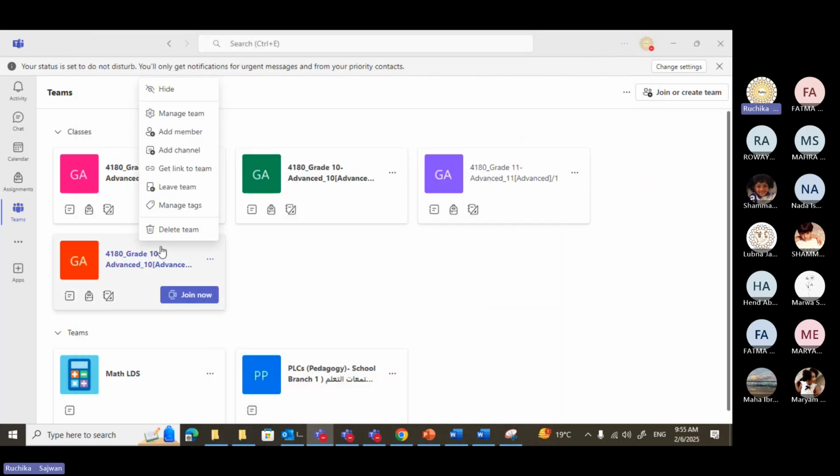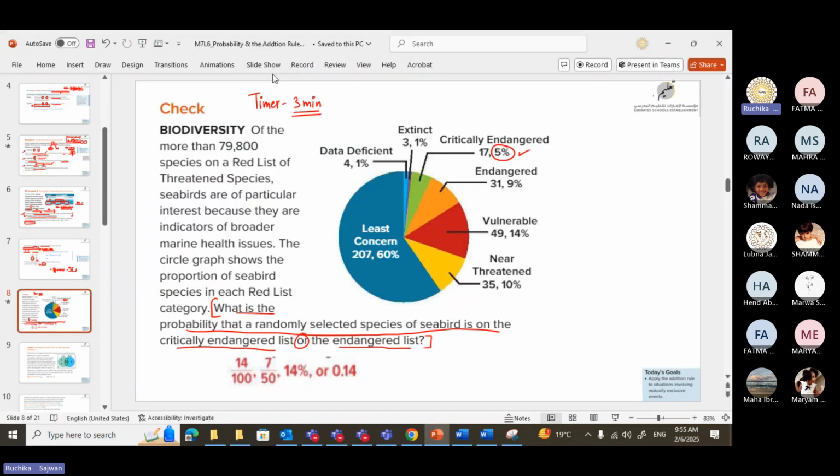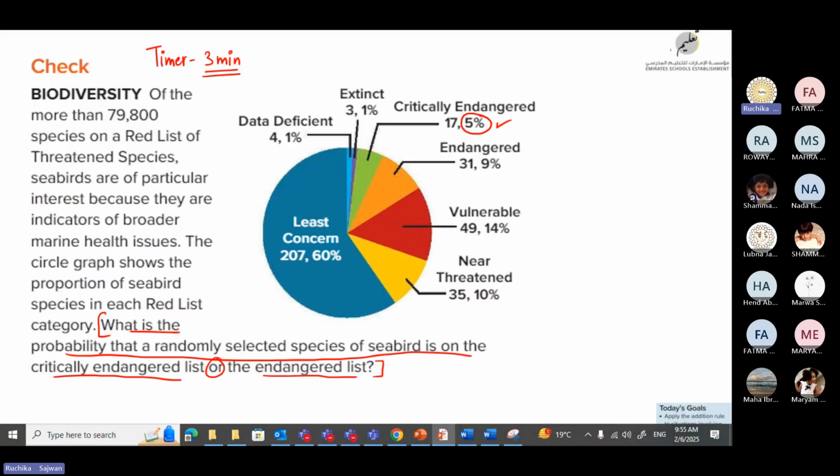Okay, let's come back to our lesson. Now let me give you the shortcut first. Listen here carefully, you will look at the percentage: critically endangered, how much? 5%. And endangered, how much? 9%. Now first check, are they mutually exclusive? If they are mutually exclusive, directly you can apply the addition rule, right?